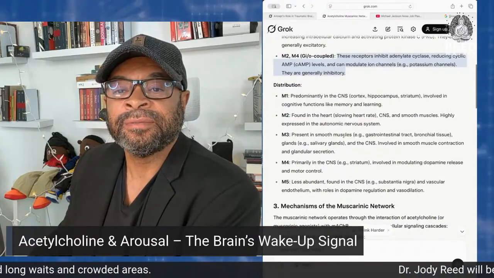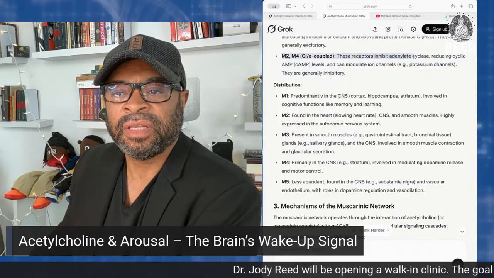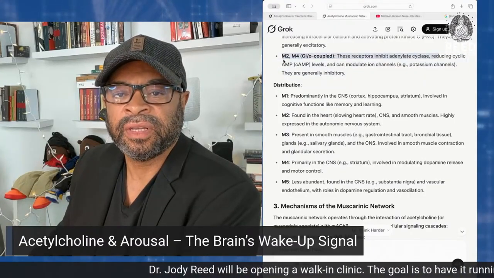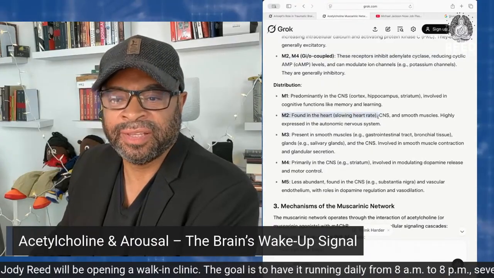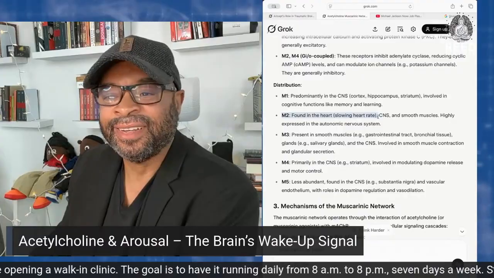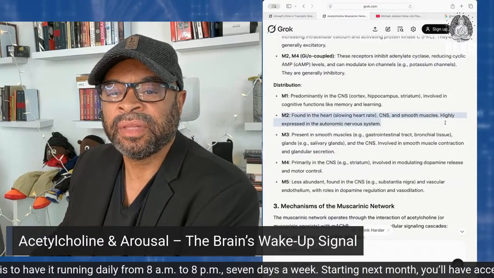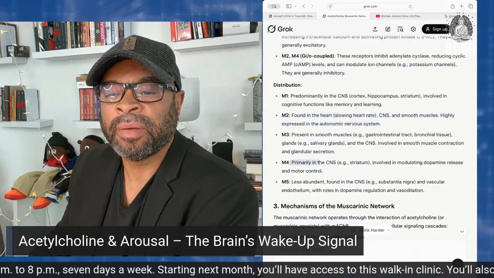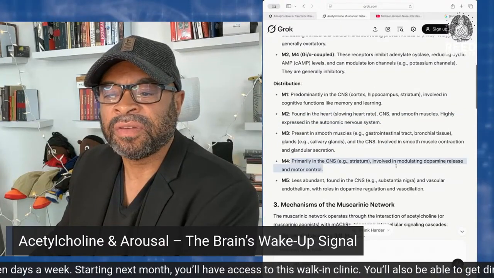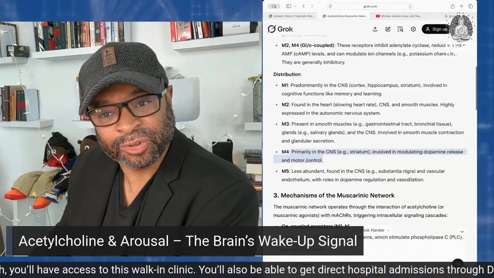Okay, so let's see where they're found. Let me just see where these are found first. M2 and M4. M2 is found in the heart, slowing the heart rate, I can imagine, and in the CNS and smooth muscles, highly expressed in the autonomic system. And M4 is primarily in the CNS, involved in modulating dopamine release and motor control. So, wow.